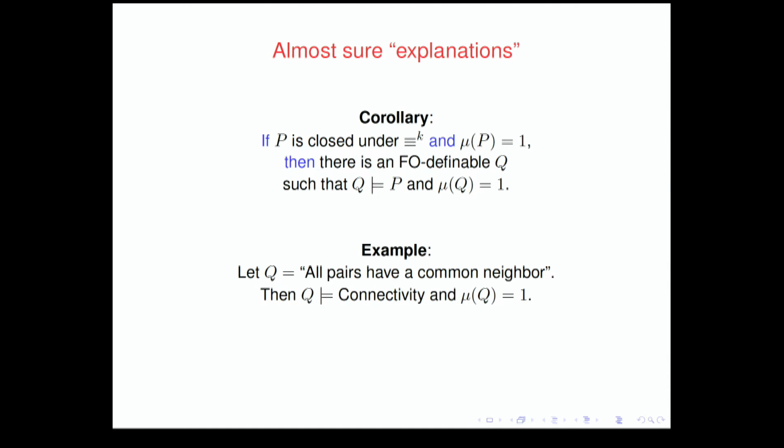Q entails P. Yes. So here's an example. All pairs have a common neighbor is a sufficient condition for connectivity, and we already argued that, by the way, this was the second example. All pairs have a common neighbor has probability 1. So this is an explicit explanation for connectivity.